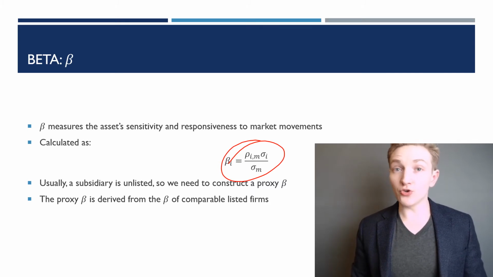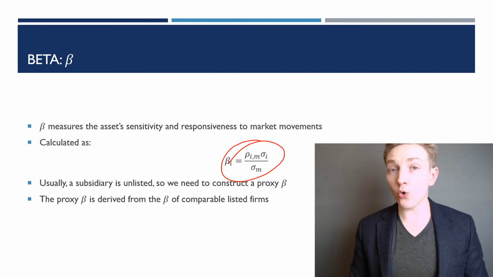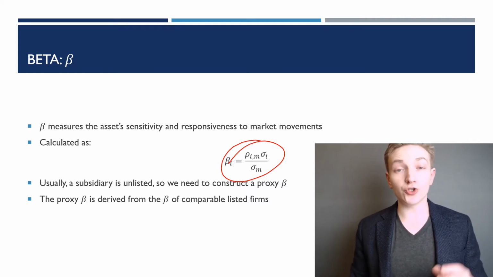Usually we'd use a regression model. However, that's not always doable. It's not always doable, for example, if you have an unlisted company. If the company is not listed, you don't have a share price, and therefore you don't have a public return that you can run a regression for.